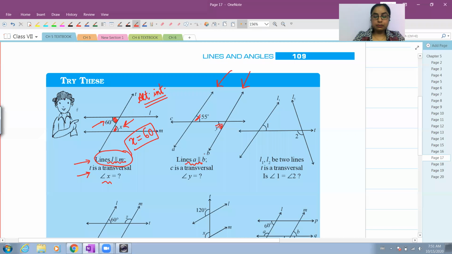Co-interior? These are not co-interior. Co-interior would be on the same side, like this, over here and over here. These are on opposite sides of the transversal. Alternate interior. That's correct. Alternate interior angles are equal. So Y and 55 are equal.